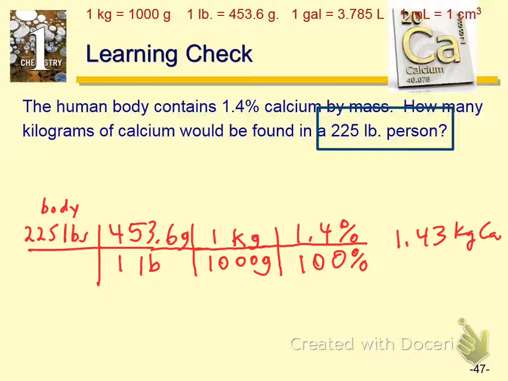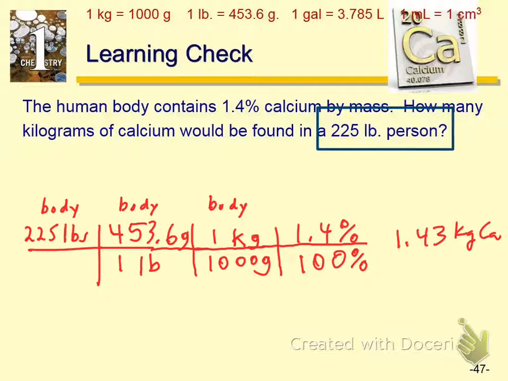So 1.43, okay? Anybody else get 1.4? Thank you. Okay, everything we write, top and bottom, has to equal each other, yes? So here it helps us to label things. At this point, I've got body. This is grams of body, this is grams of body.